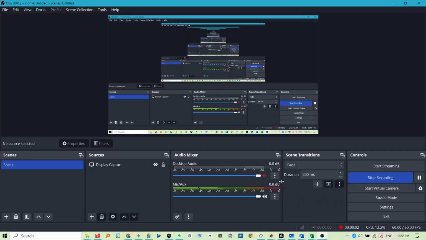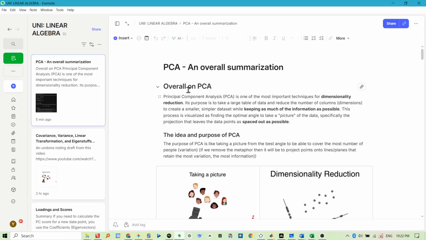Today we'll be giving a talk about PCA, Principal Component Analysis, and an overall summarization. PCA is one of the most important techniques for dimensionality reduction.